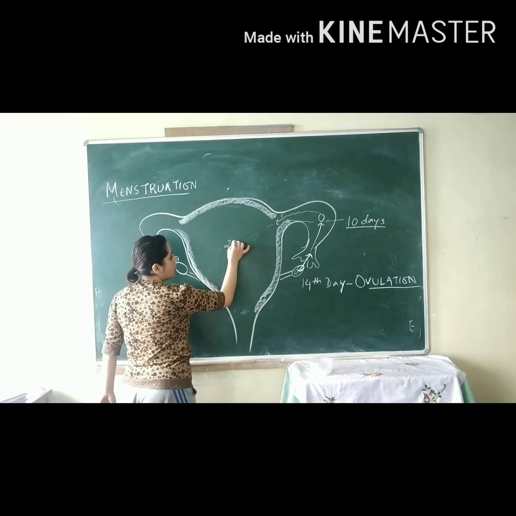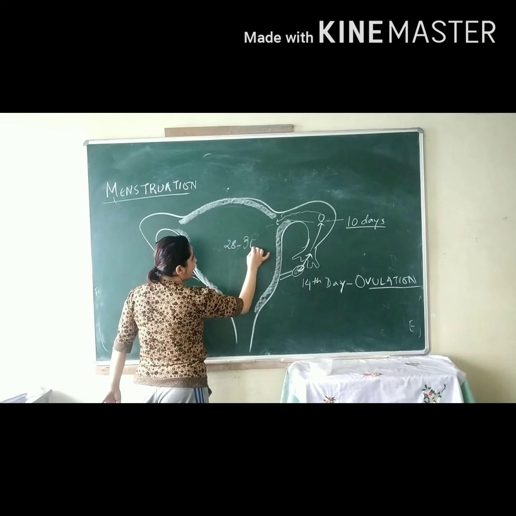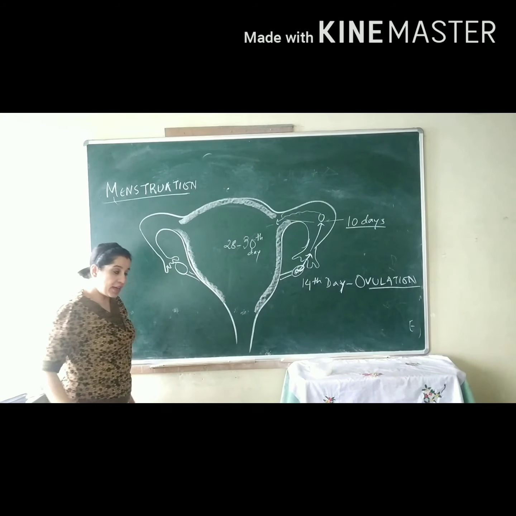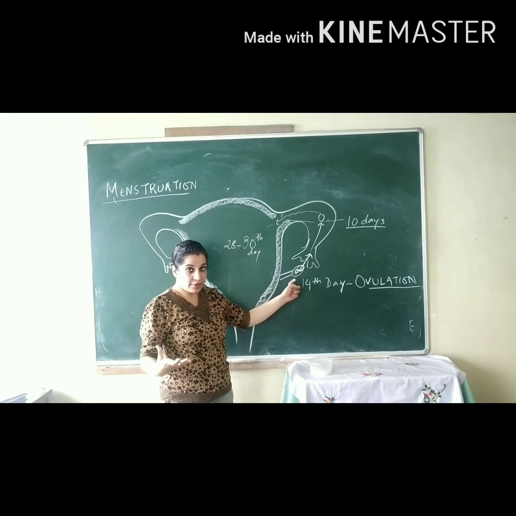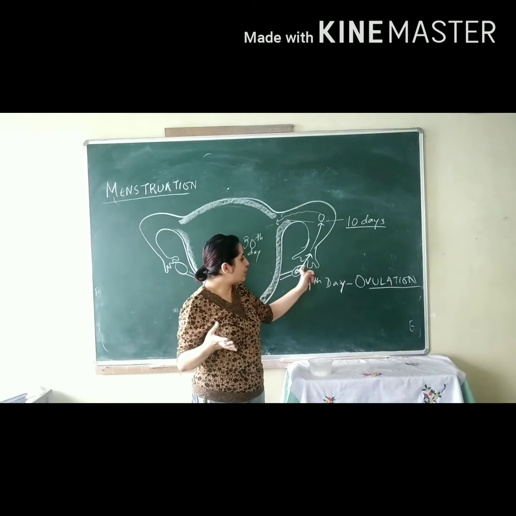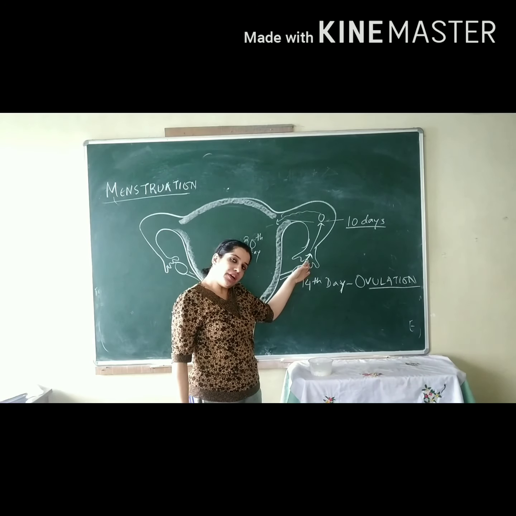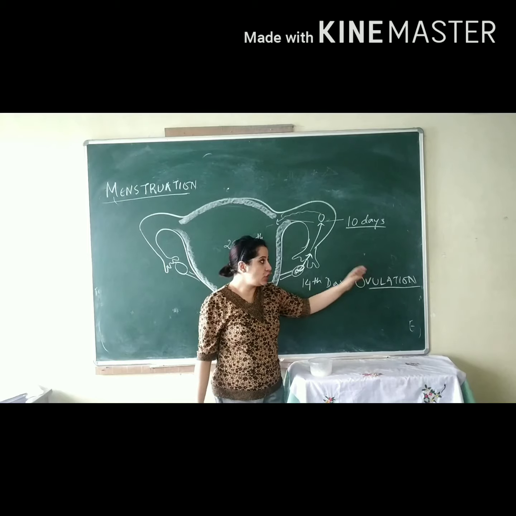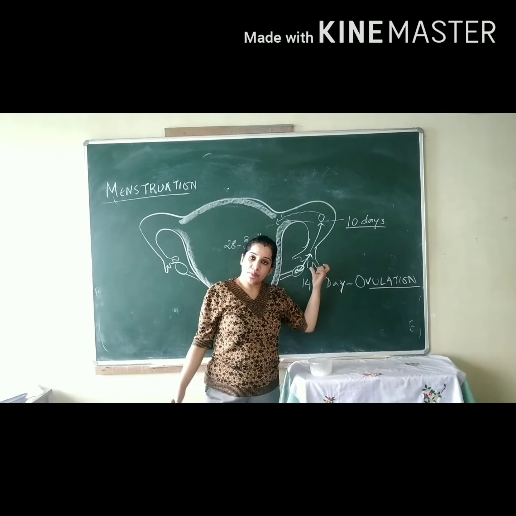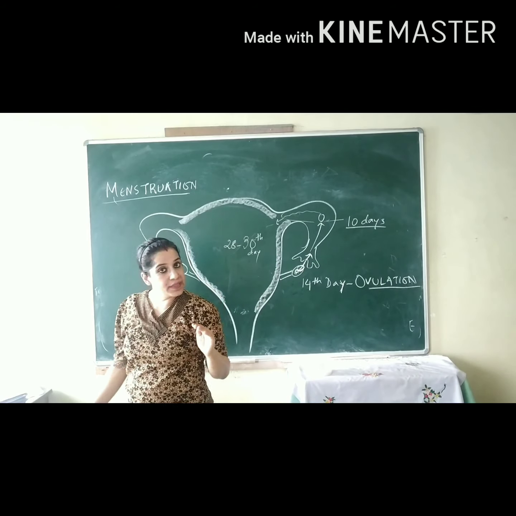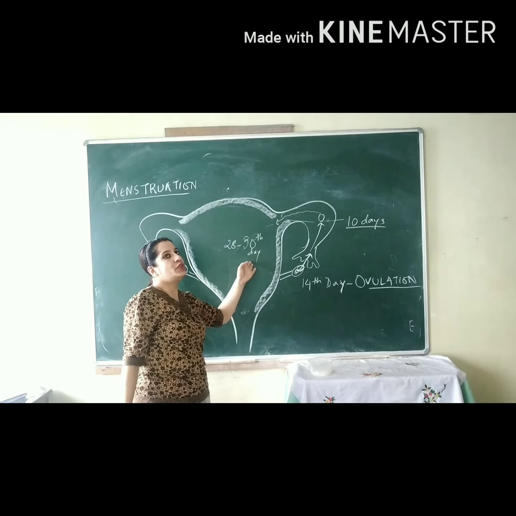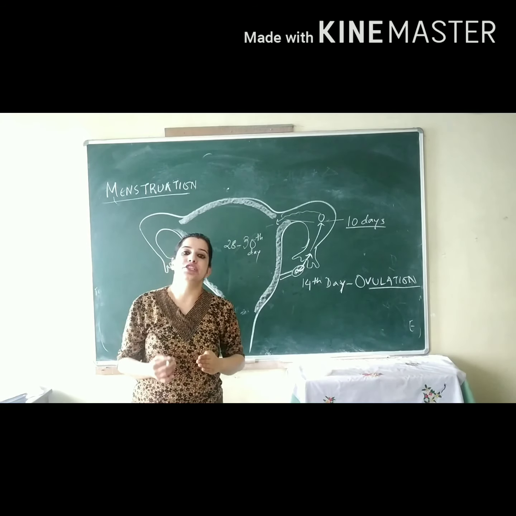So now, between the 20th and the 30th day, we are counting from when the development of the egg took place. So on the first day, egg development took place. 14th day, ovulation, that means release of the egg from the ovary into the oviducal funnel took place. It is known as ovulation. Then for 10 days, the egg remains in the fallopian tube. If there is no fertilization within these 10 days, the egg slowly moves into the uterus and gets dissolved.